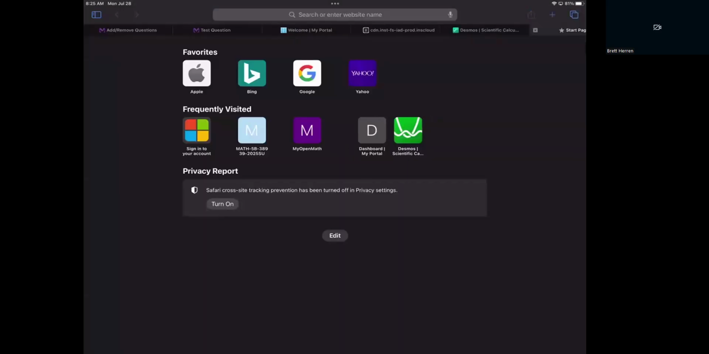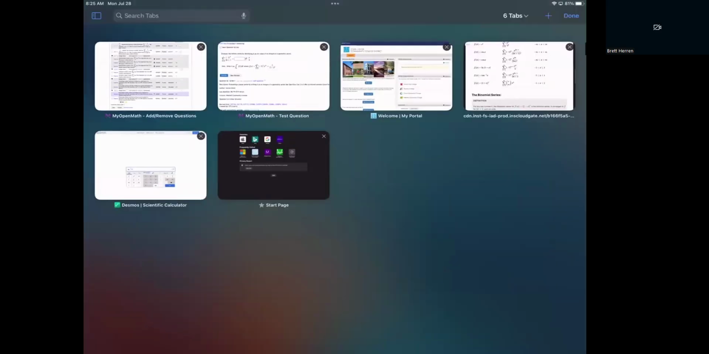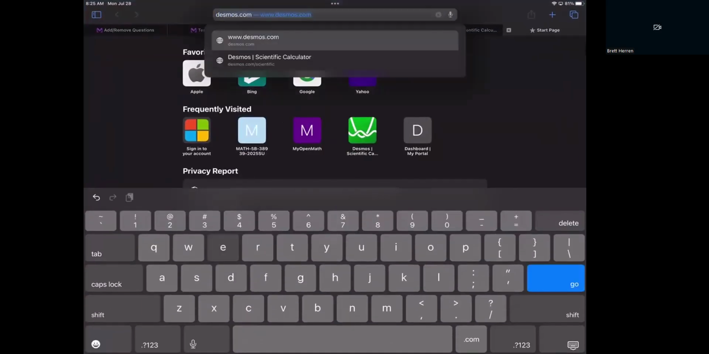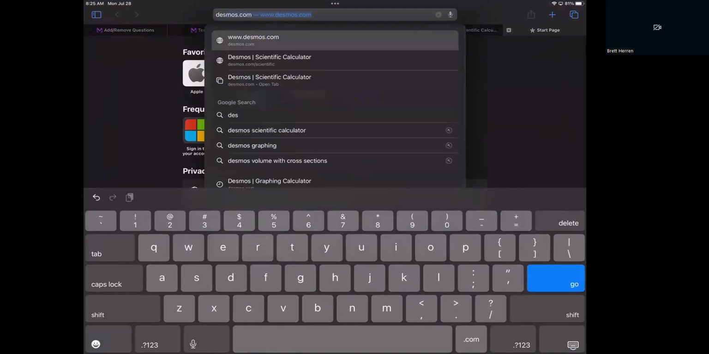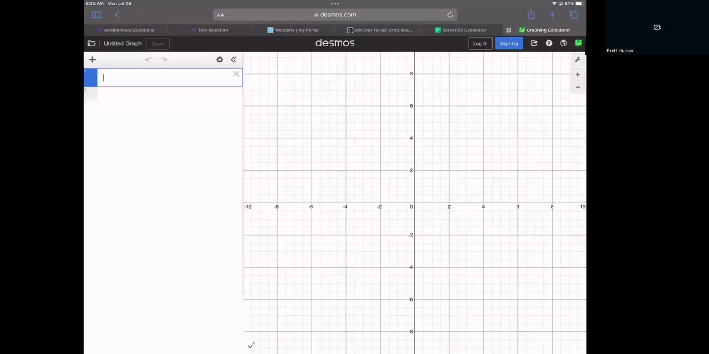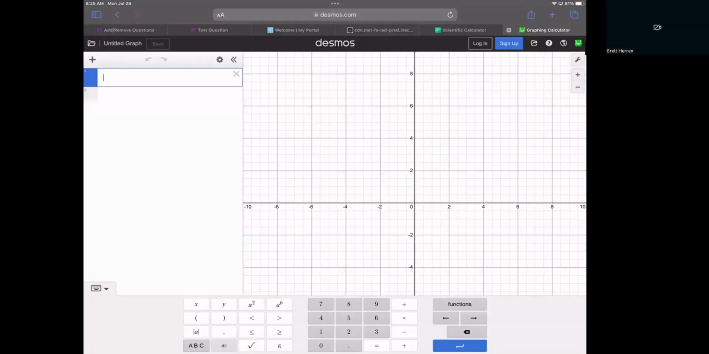Now you could go here. Let me go to the other Desmos, Desmos graphing. That'll probably be better. Hello, iPad. It's not doing anything. There we go. It's having a little bit of trouble today. Desmos graphing. Come on, baby. There you go. You're doing so much better.